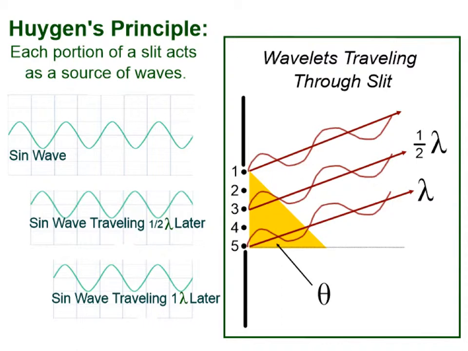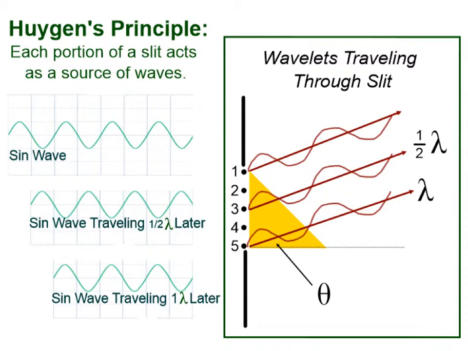And when we look at the little wavelet here from source 1 versus the wavelet from source 3, you can see that they are exactly half of a wavelength different. So they are perfectly out of phase with one another. And so the interference between those two is going to end up producing the first dark fringe.